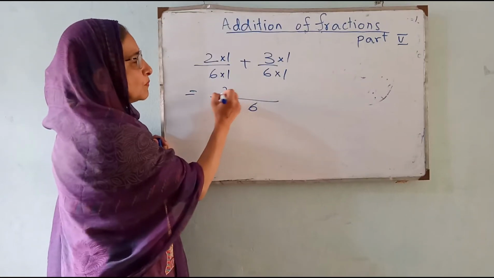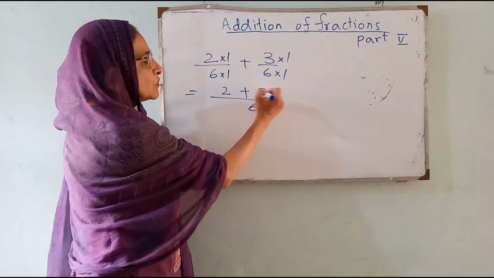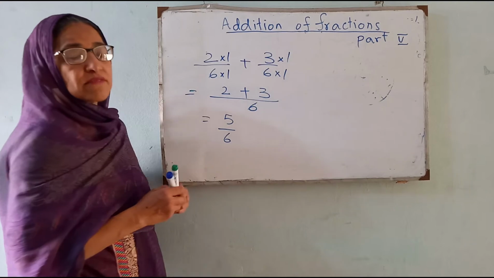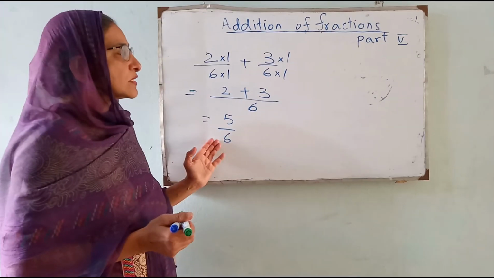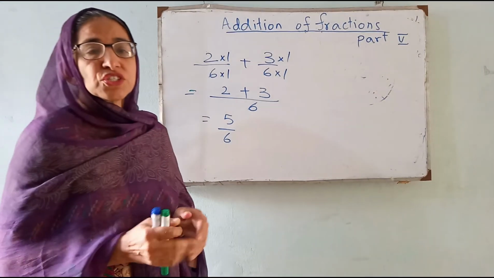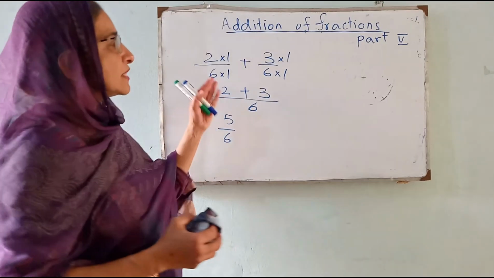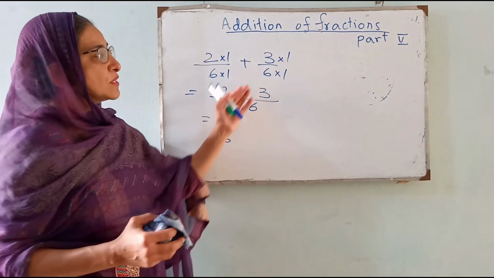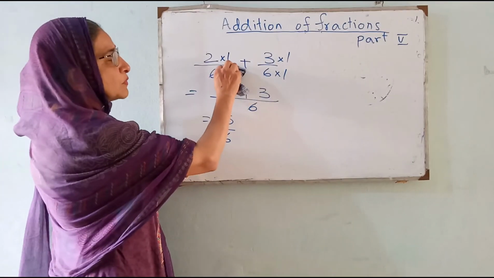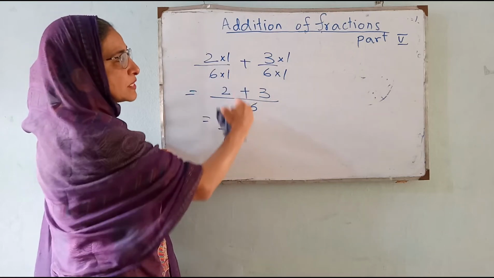2 ones are 2. Plus sign is in the center, so I will put the plus sign. 3 ones are 3. So 3 plus 2 is 5 by 6. Previously, when we did it in the form of the picture, we got the same answer. The same is the case here. The technique is that for every addition and subtraction of the fraction, we have to make our denominator same. In this question, the denominator was already same, so we don't have to take the LCM, or multiply it by any number. You can do it without multiplying with 1, because 1 does not make a difference. You can do it directly also.